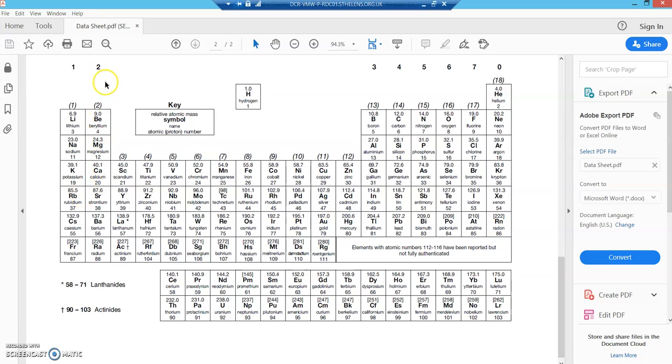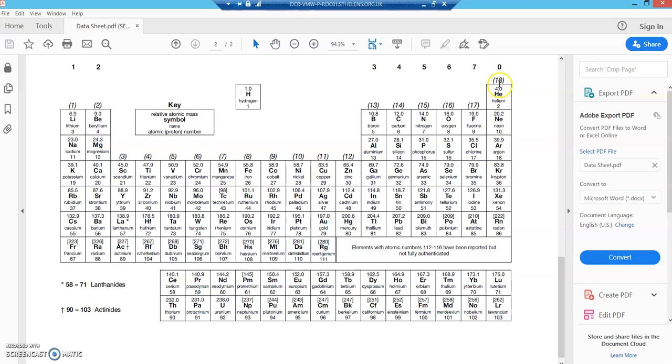Elements in group 2, 2 electrons in their outer shell, gain 6 or lose 2, they would lose 2. If they lose 2 electrons, they would become 2 plus. These elements, beryllium, magnesium, calcium, strontium, barium, radium, would have an oxidation state of plus 2, lose 2 electrons, lose 2 minuses. Let's look across to the right hand side.